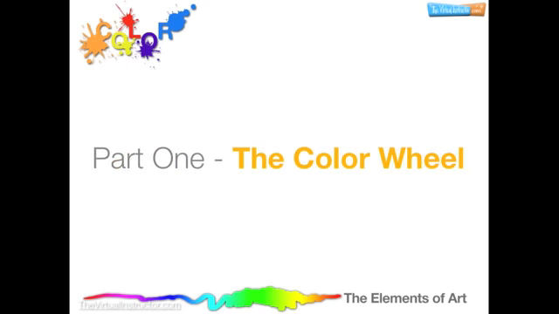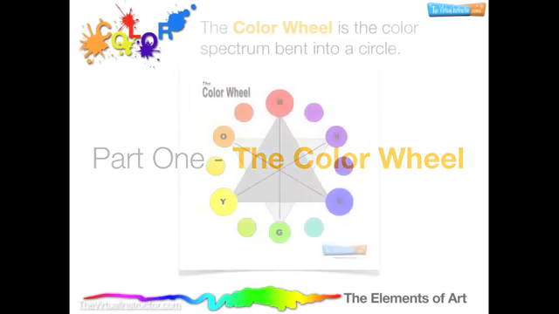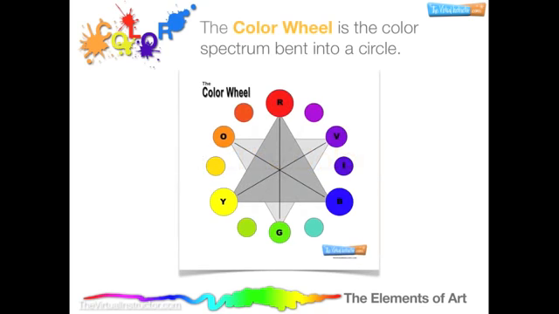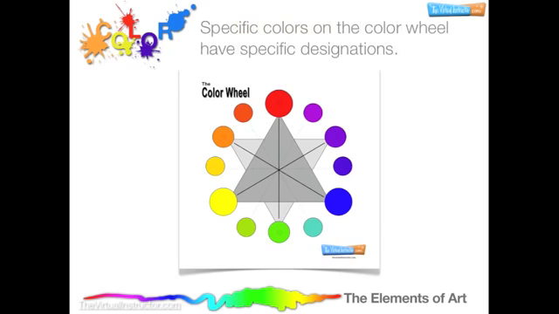Part 1. The color wheel. The color wheel is the color spectrum bent into a circle. The acronym Roy G. Biv represents the colors in the color spectrum: red, orange, yellow, green, blue, indigo, and violet. Specific colors on the color wheel have specific designations.